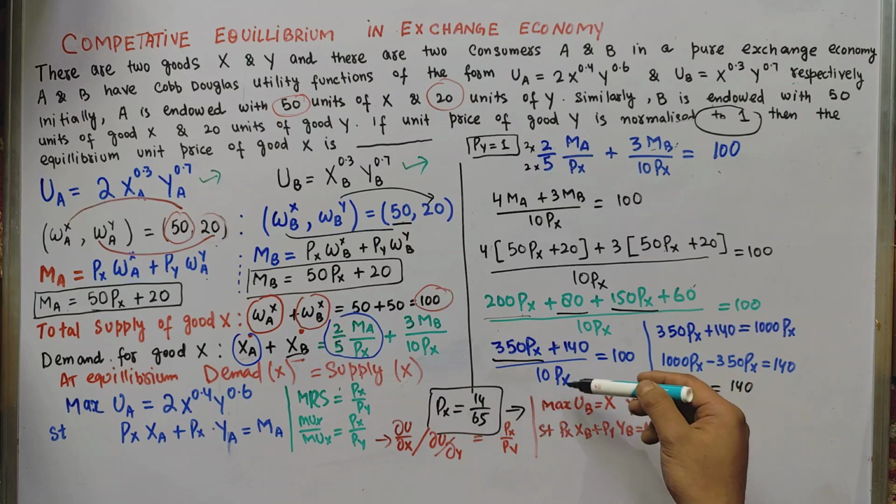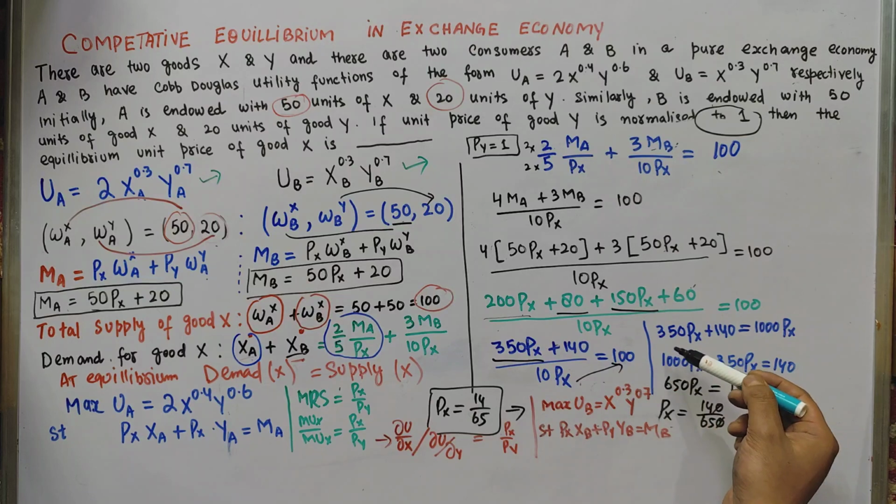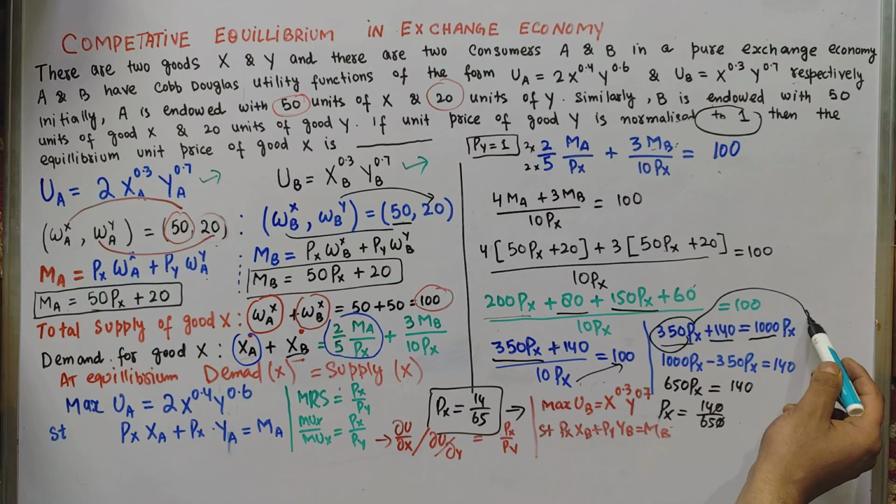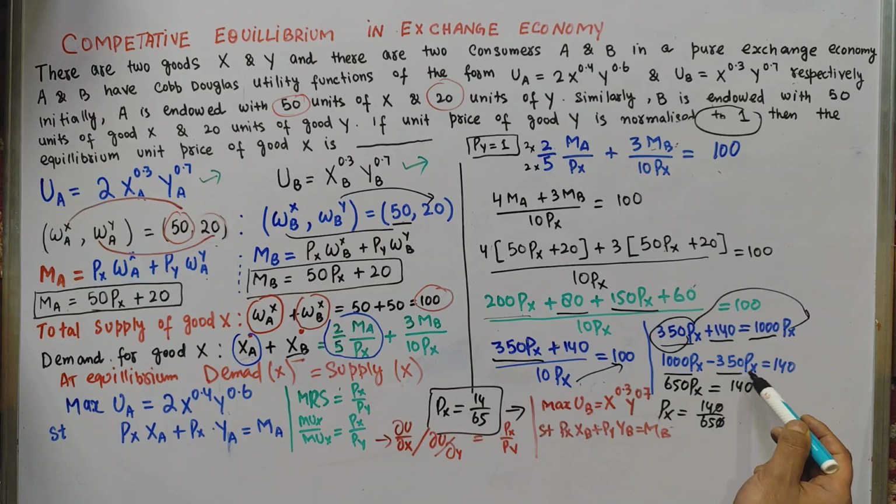Transposing this, it will get multiplied, so we have 350 PX plus 140 is equal to 1000 PX, because 100 into 10 is 1000. Transposing the 350 PX, it will get subtracted, so 1000 PX minus 350 PX comes out to be 140. Subtracting 350 from 1000, it comes out to be 650 PX, which is equal to 140. Transposing 650, it will get divided, so PX will be equal to 14 upon 65, and you can convert it into decimals also. I hope I made myself clear in this video.